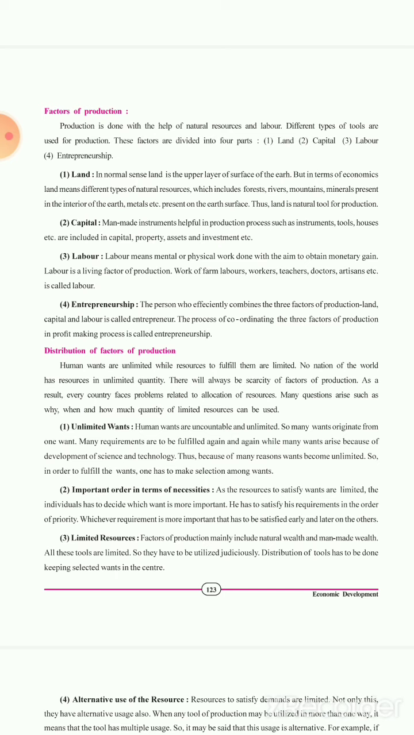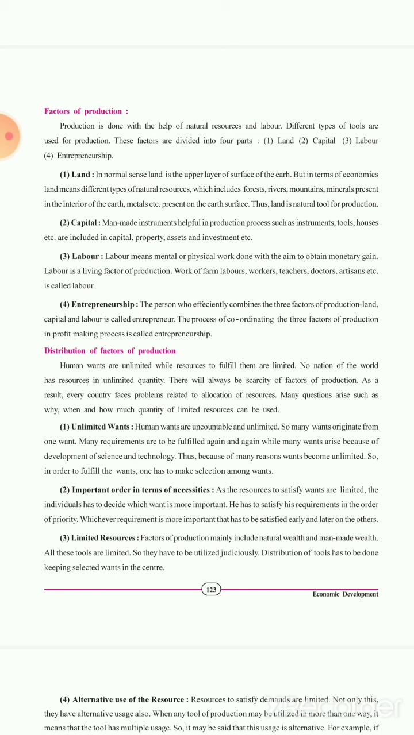Then you think of buying a DVD player, a home theater, and every month you have to go on paying for the cable connection. So this makes very clear that wants are unlimited. Many wants originate from one want. Many requirements are to be fulfilled again and again, while many wants arise because of the development of science and technology. Thus, for many reasons, wants become unlimited.